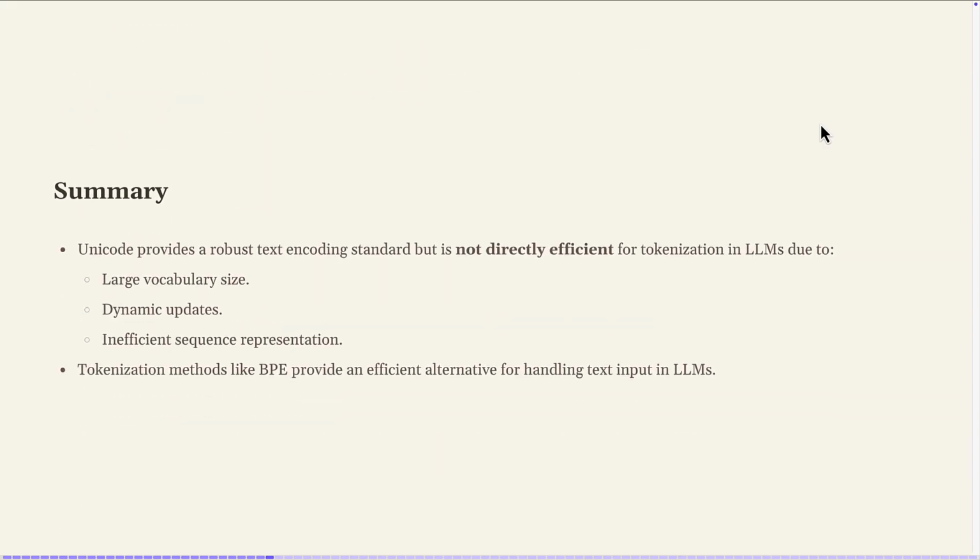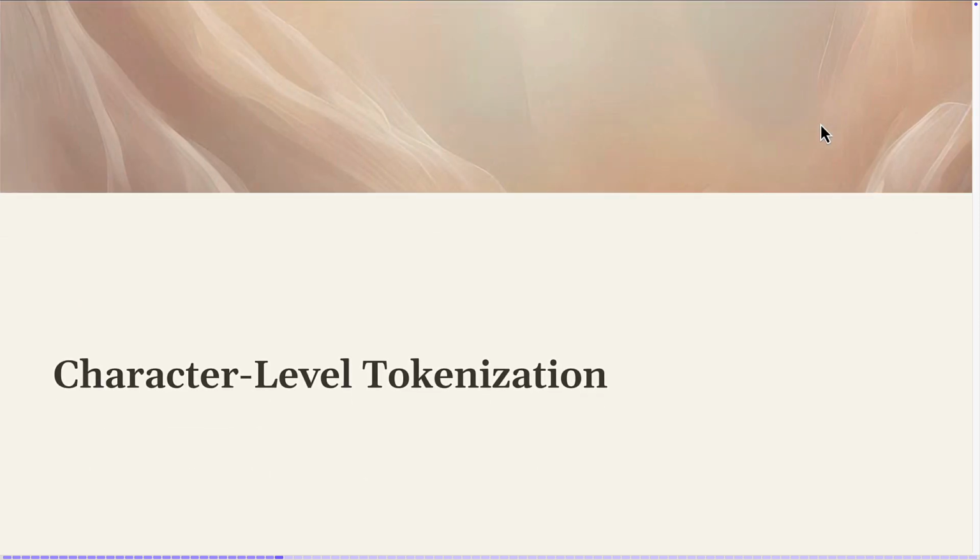So in summary, Unicode provides a robust text encoding standard, but it's not directly efficient for tokenization in large language models due to large vocabulary size, dynamic updates, and inefficient sequence representation. So tokenization methods like BPE provide an efficient alternative for handling text input in LLMs.